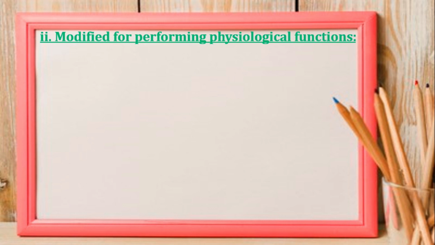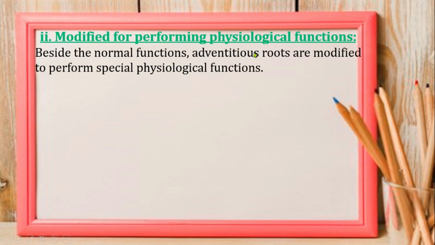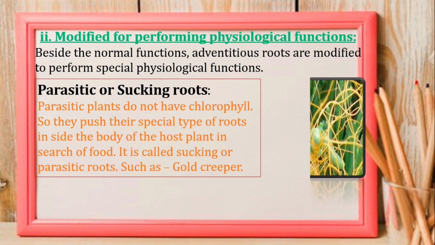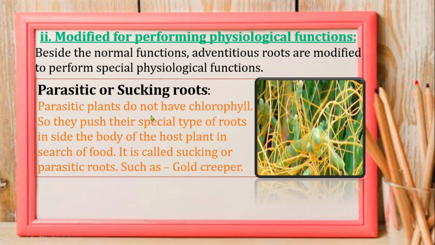Point number 2. Modified for performing physiological functions. Besides the normal functions, adventitious roots are modified to perform special physiological functions. Parasitic or sucking roots. Parasitic plants do not have chlorophyll. Gold creeper is a parasitic plant. So they push their special type of roots inside the body of the host plant in search of food. It is called sucking roots or parasitic roots, such as gold creeper.